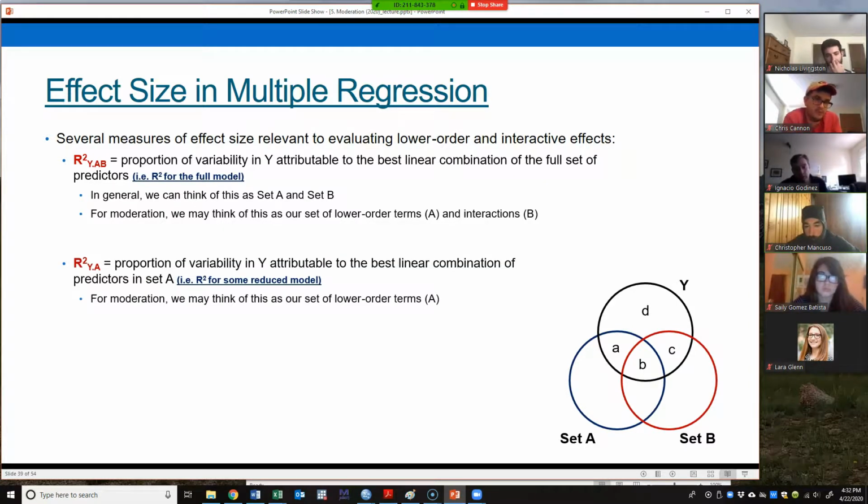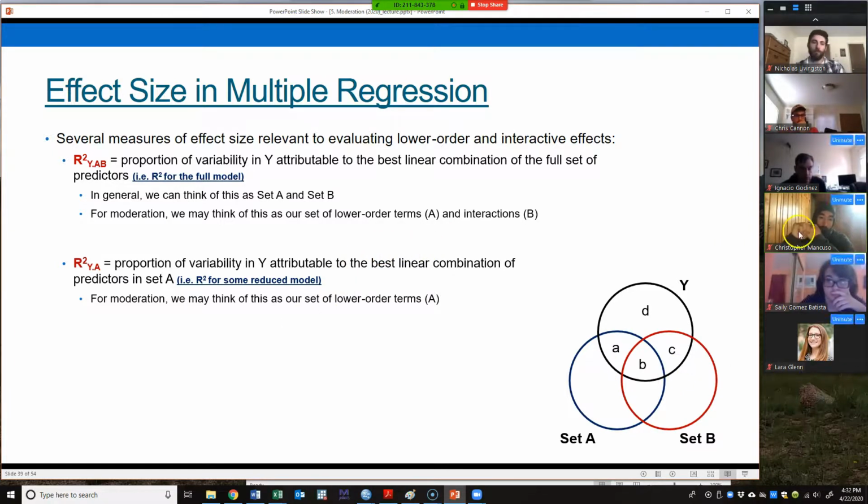This is going to be different than R squared Y given A. This is the proportion of variability in Y attributable to the best linear combination of predictors just in set A, right? And so if my full model has predictors in set A and set B, R squared Y given A is just the R squared for some reduced model. If we're thinking about moderation, this could be the R squared if we're just including pain, PTSD, and opiate use, okay? So people kind of understand and are picking up the notation here? All right.